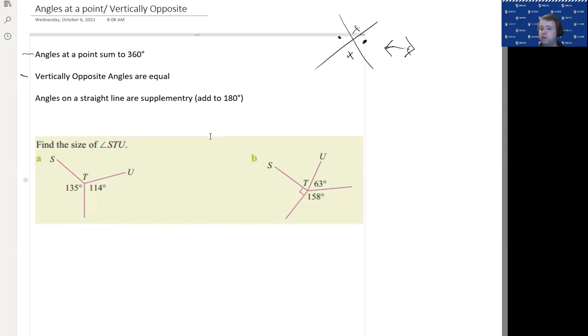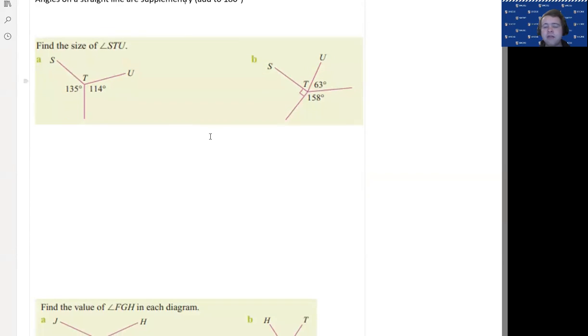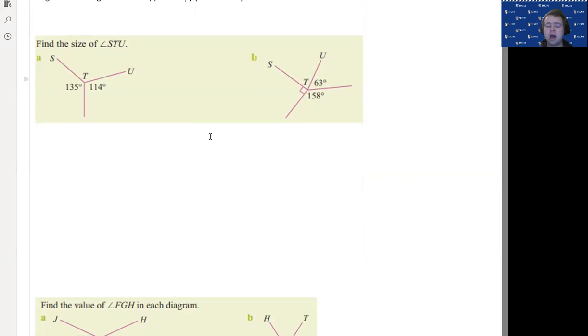So we're going to look at a few questions. We're going to write what our answer is, and we're going to show our working and show our reasoning. So the way that we show our working and our reasoning is important. So make sure you're listening, and then you copy that when you do your work yourself. Okay, first of all, we have a question here. We've got to find the size of STU.